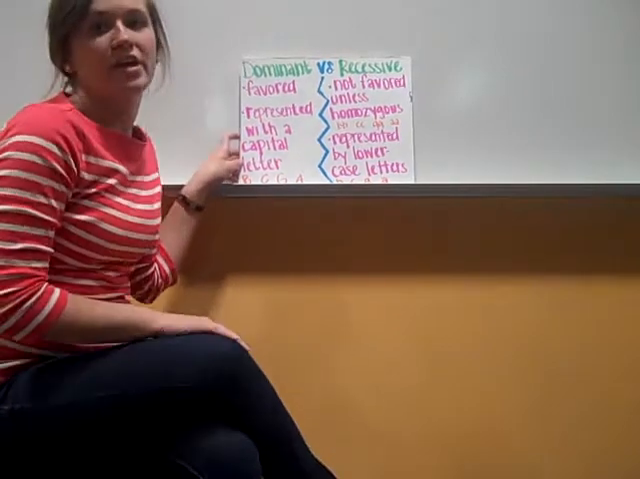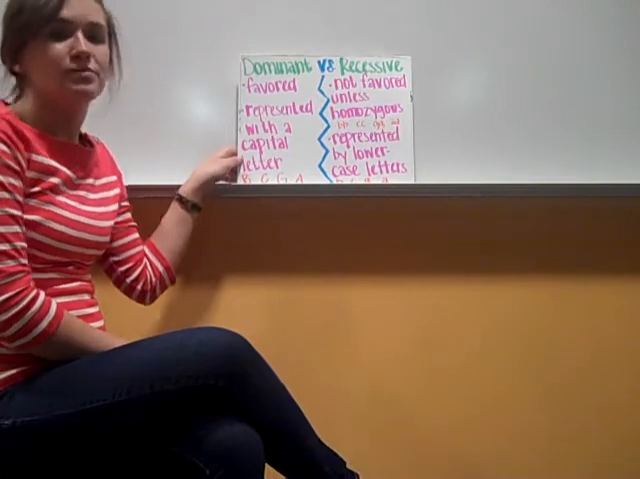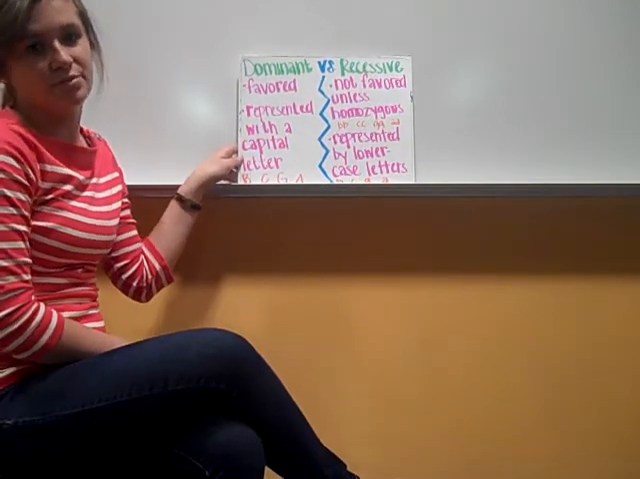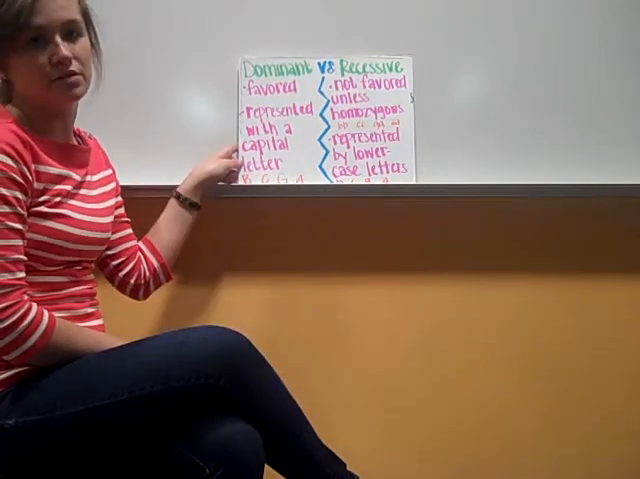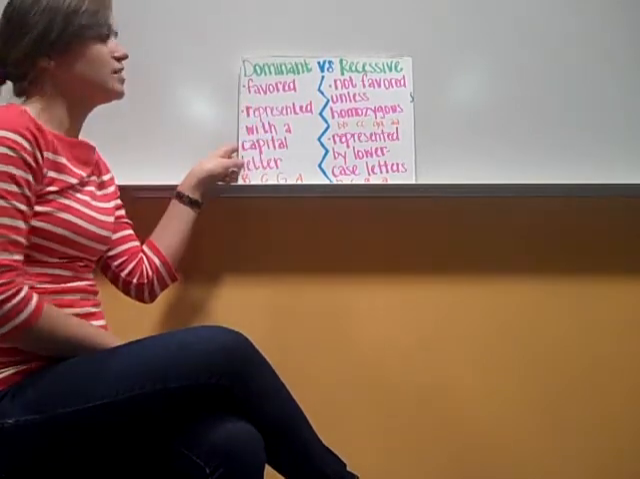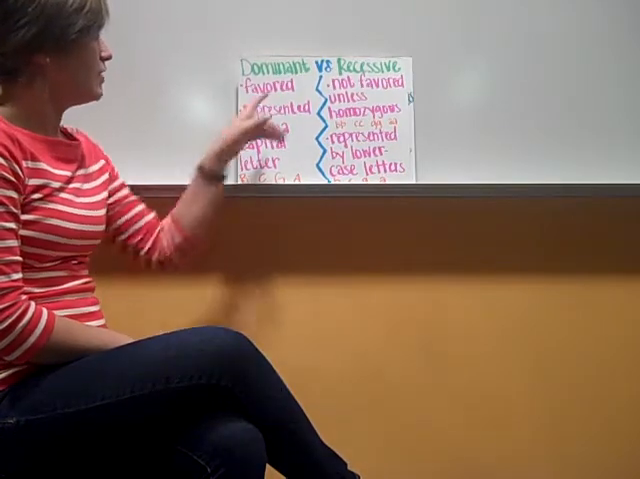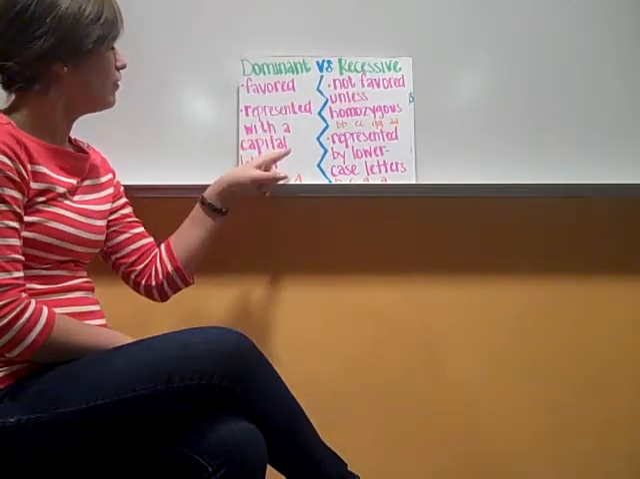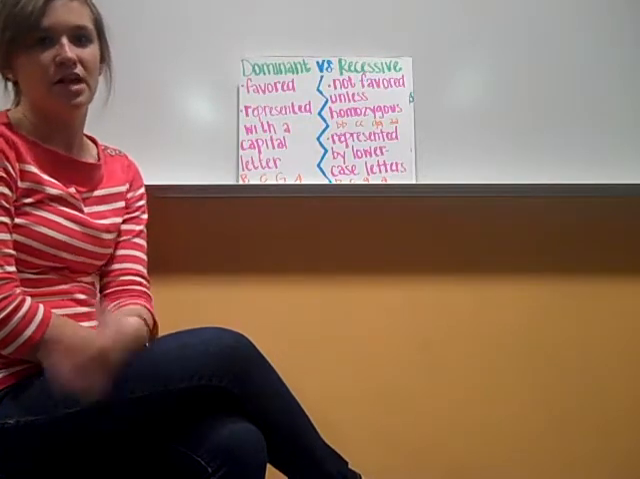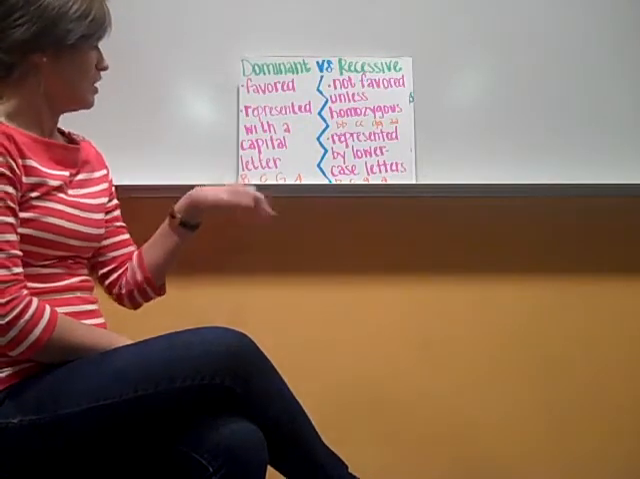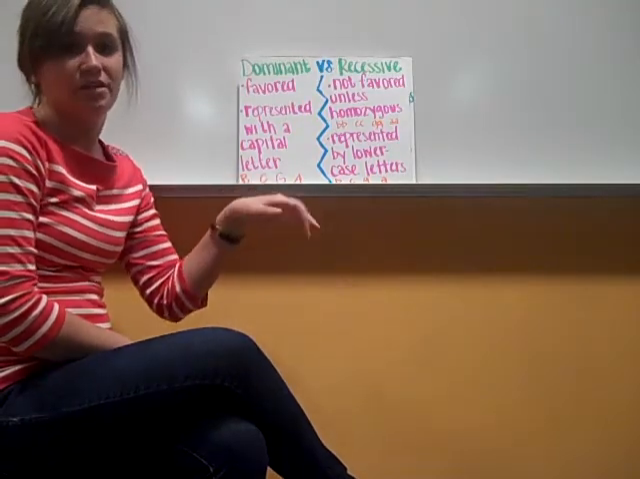Alright, now yesterday we talked about some things known as alleles. And there are two different types of alleles that we're going to discuss using Punnett squares. And those are going to be dominant alleles versus recessive alleles, okay? Now when something is dominant and it is present, it's always going to be favored, okay? And whenever you have a dominant allele, it is also always represented by a capital letter. And we'll discuss what these letters mean in a few minutes.